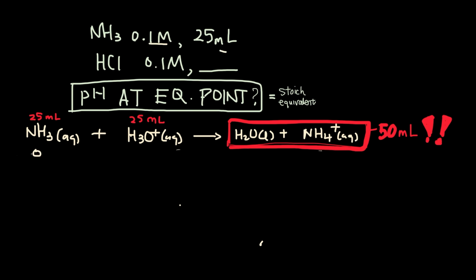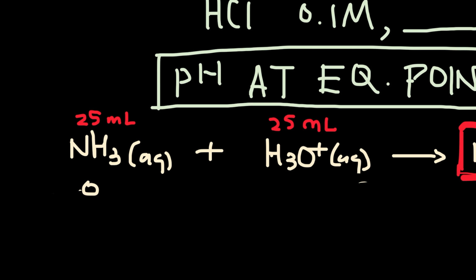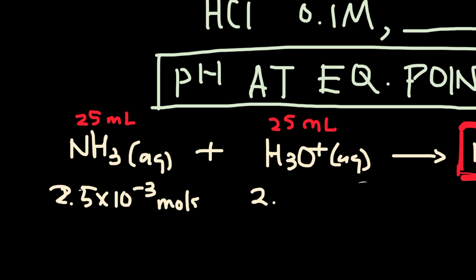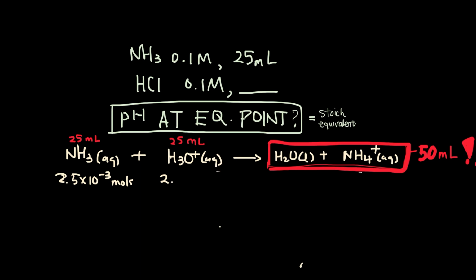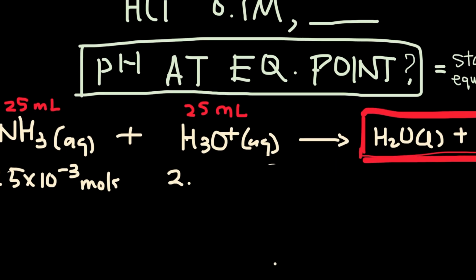concentration times the volume in liters, which will give us 2.5 times 10 to the negative 3 moles. I like to do it in moles because, as you can tell, later on this is going to be a greater volume, so there are other steps that we have to take later on.